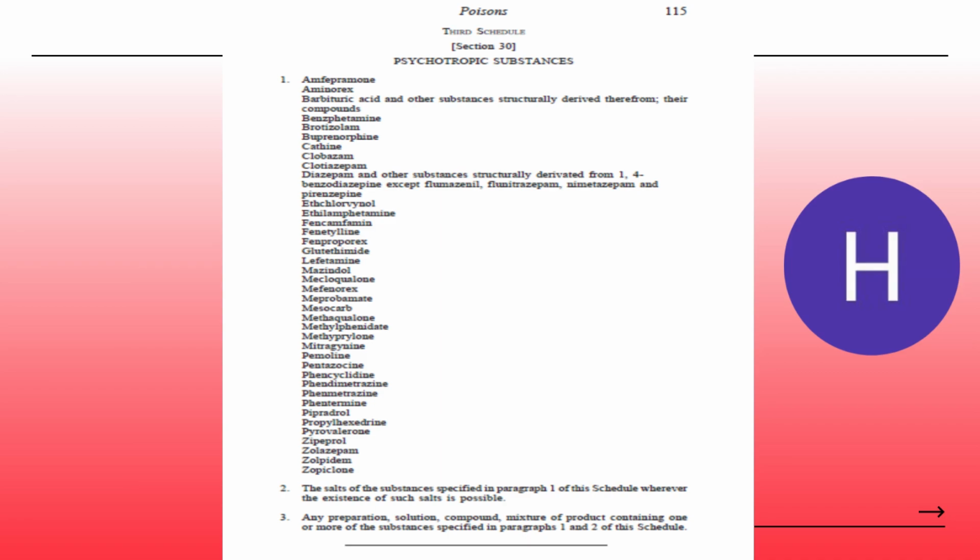Under the Poison Act, we have covered the first and second schedules. This is the third schedule, the list of psychotropic substances in this Act, which is spelled out under Section 30. These are all the psychotropic substances listed, for example, those that we usually encounter in Malaysia, such as clonazepam, clobazam, diazepam. We also have zolpidem and others.